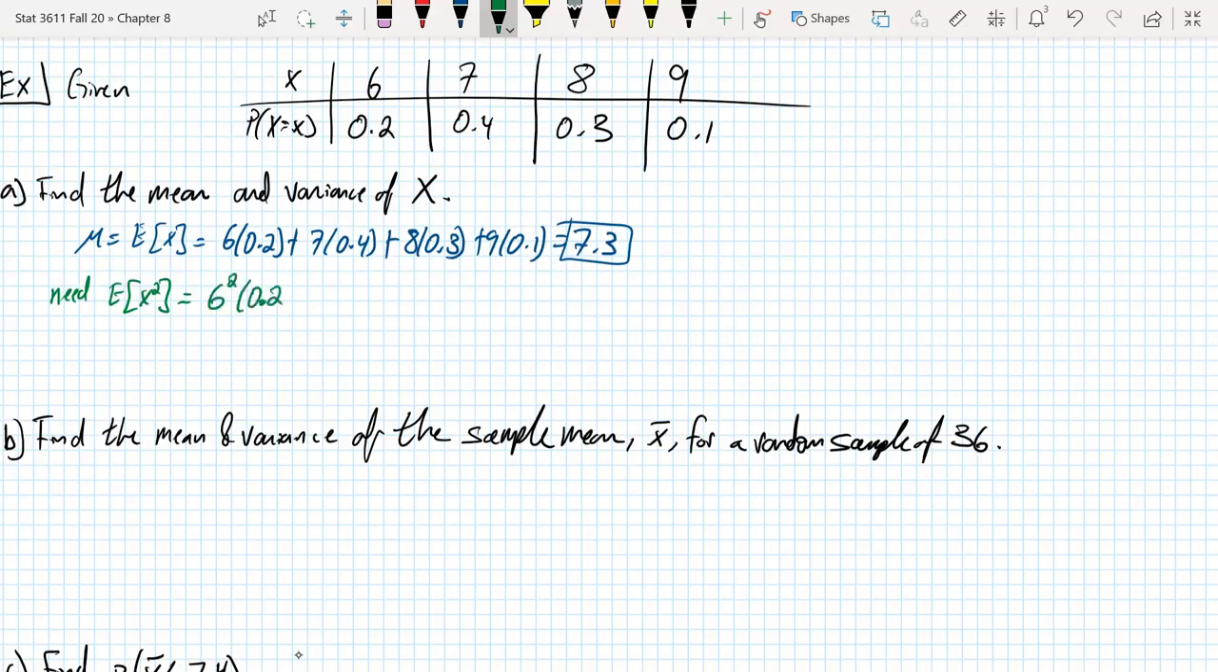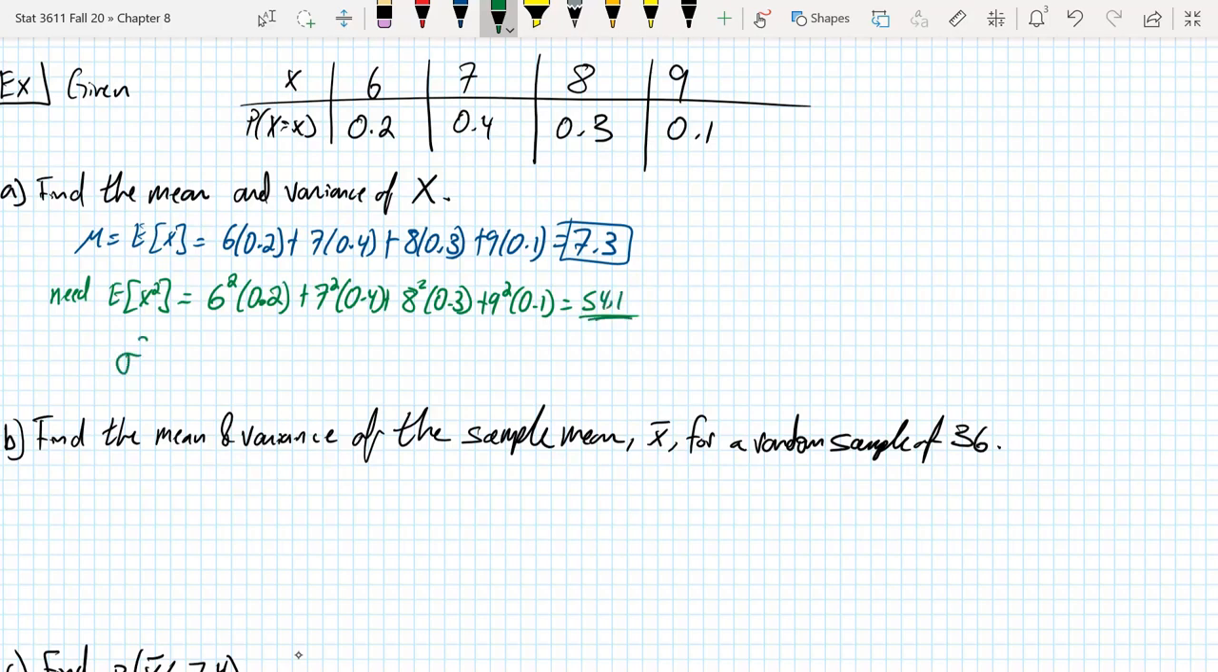So we'll have 6 squared times 0.2 plus 7 squared times 0.4 plus 8 squared times 0.3 plus 9 squared times 0.1. Remember, you don't square the probabilities, you just square the x values. And so I'm going to run that through a calculator here. So 36 times 0.2. And then 49 times 0.4. And then 64 times 0.3. And then 81 times 0.1.